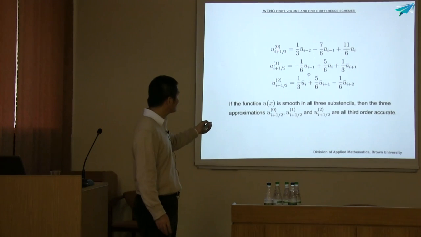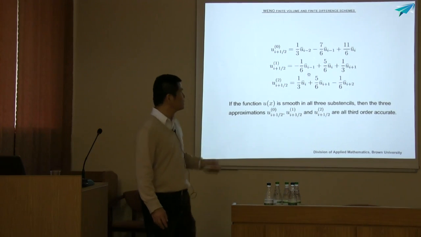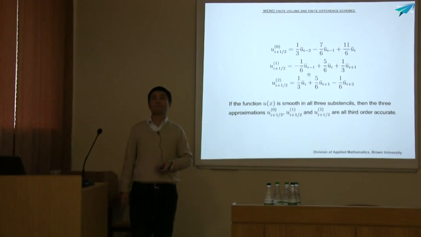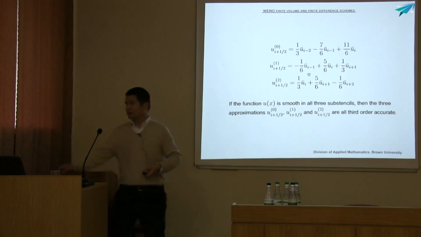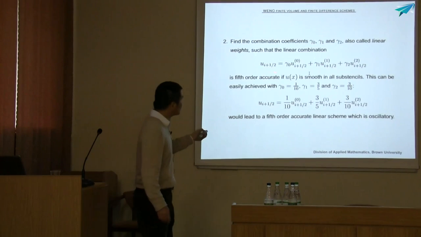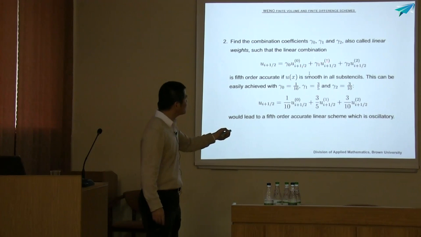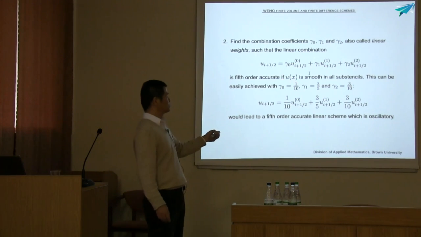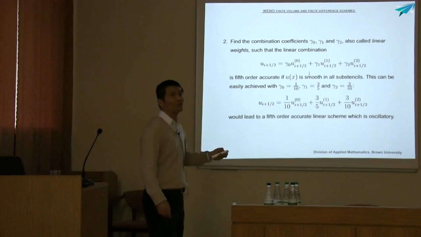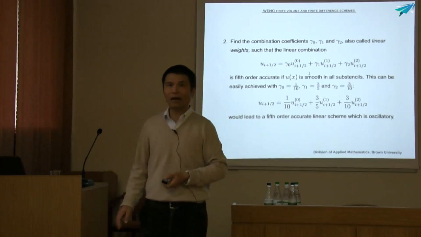I denote them by u0, u1, and u2. Then what do you do with them? Well, for ENO, you pick just one of them. But for WENO, you use all of them. You make a convex combination of all these three numbers, and you end up with the final approximation, u sub i+1/2.